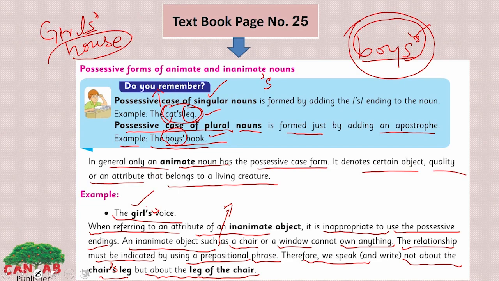They are not living beings. Only living beings have ownership and possession. We cannot say chair's leg, but we can add the preposition "of" and write it like this: leg of the chair, to show the relationship between the chair and the leg. The chair is an inanimate noun, not a living being. But we have added apostrophe and S to show the possession because girl is an animate noun here.